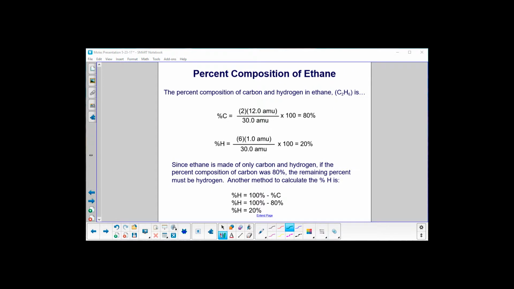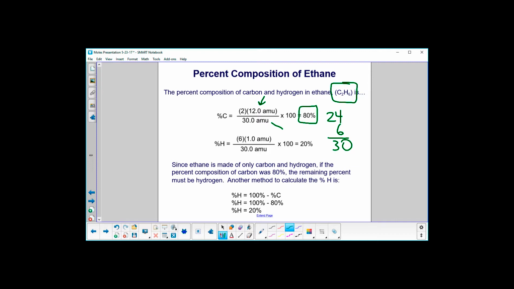So let's figure out the percent composition of carbon and hydrogen in ethane, which is C2H6. Let's start with carbon. We have 2 carbons. The atomic mass of carbon is 12. The mass of the compound is 30. And why is that? Well, carbon 2 times 12 is 24. We have 6 hydrogens, 6 times 1 is 6. So the compound is 30 atomic mass units. Divide and multiply by 100, we get 80%.